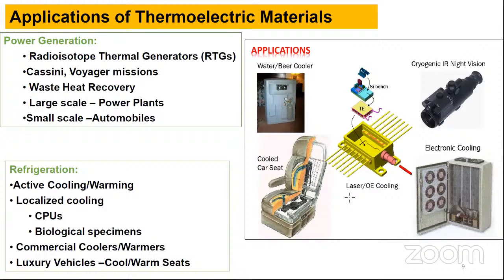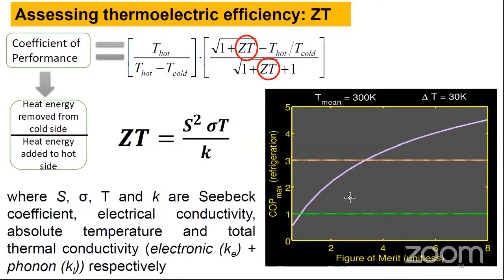So what are the applications of thermoelectric materials, where we can use thermoelectric materials? The main applications of these materials are power generation and refrigeration. In the case of power generation, we can use these materials in radioisotope thermal generators, on a large scale in power plants, and on a small scale in automobiles. In the case of refrigeration, we can use thermoelectric materials in active cooling and warming, in CPU cooling, and warming the seats of luxury vehicles. So these are all about the importance and the applications of thermoelectric materials.